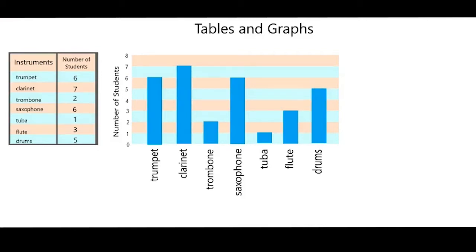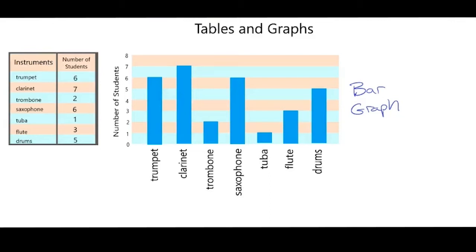So on the left here, I have a table and it talks about different instruments that students play in a school band. On the right on the table are the number of students that play each instrument. Now, next to it, I have what is called a bar graph. Now, the bar graph shows the exact same information, just in a different way.